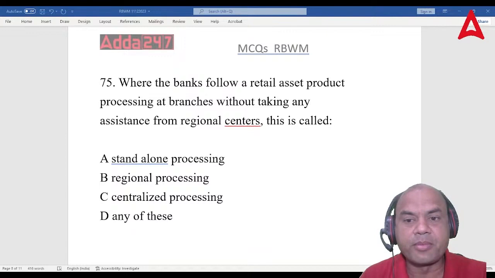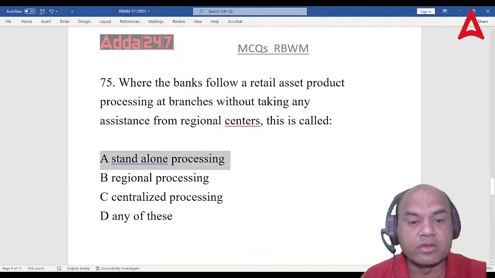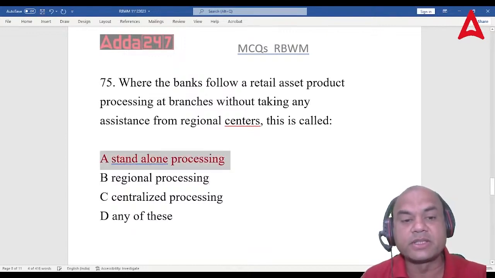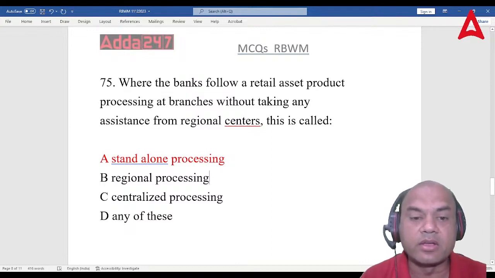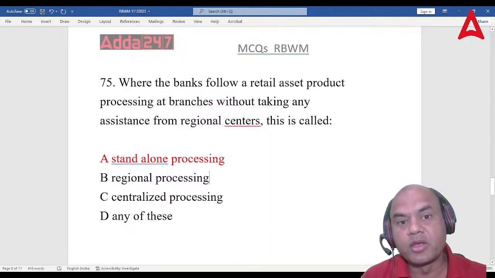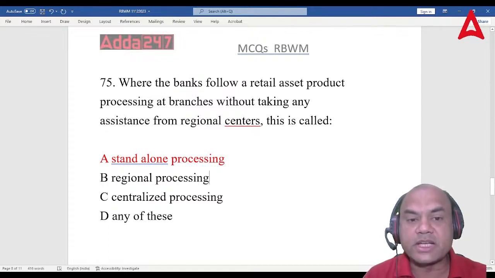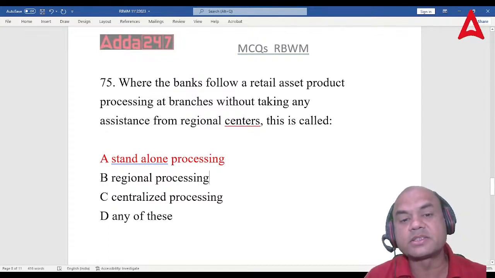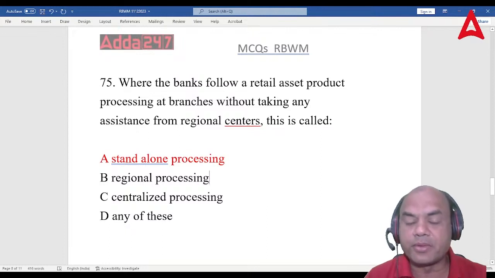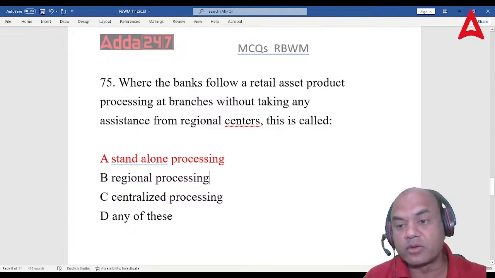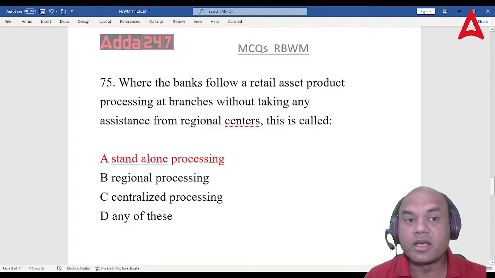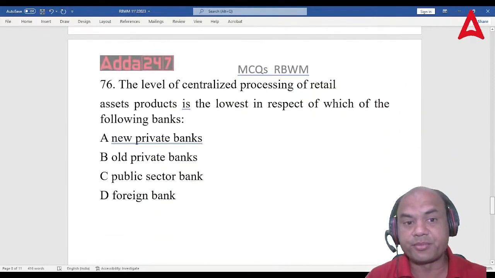The answer is, it is called as standalone. Remember, what do you mean by standalone? I am alone. Nobody is helping me. That's what is said over here: processing at the branches without taking any assistance from the regional center. So, no help. It is called as standalone. Got it? Remember this by heart.